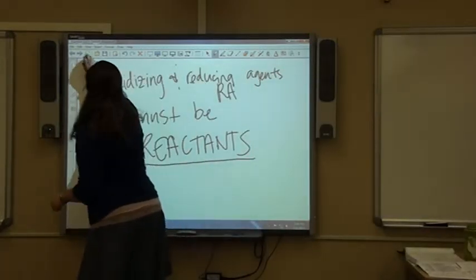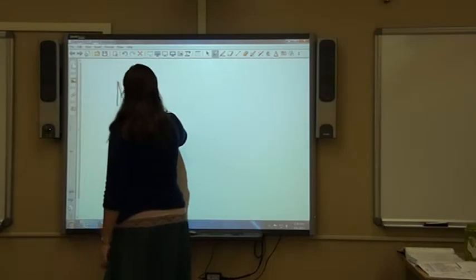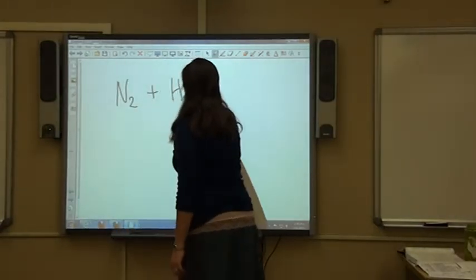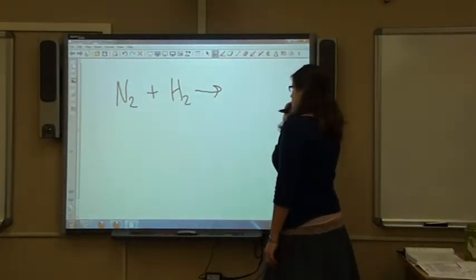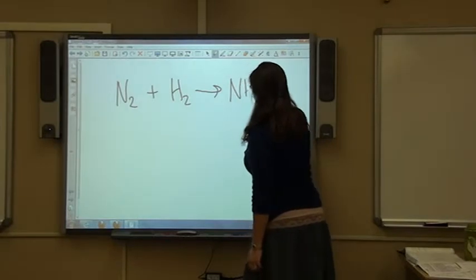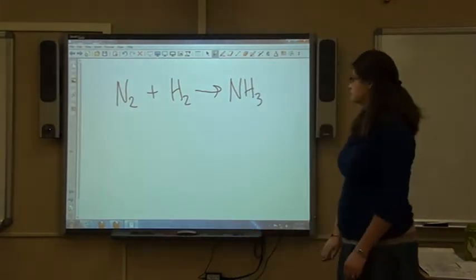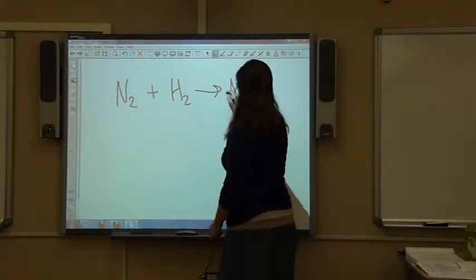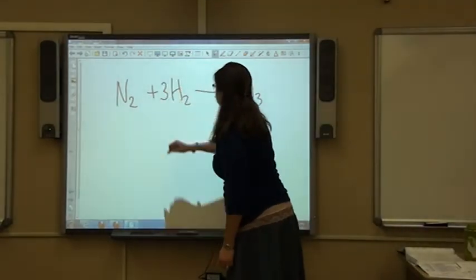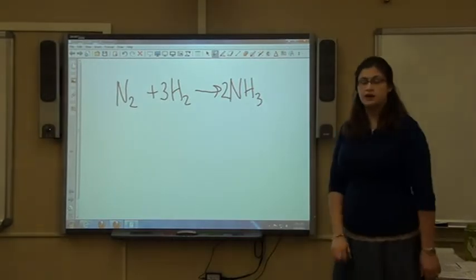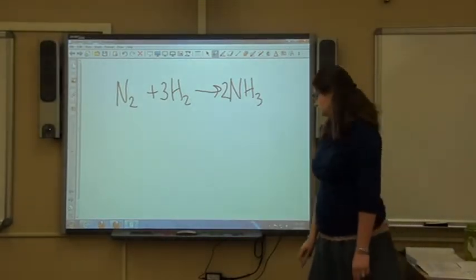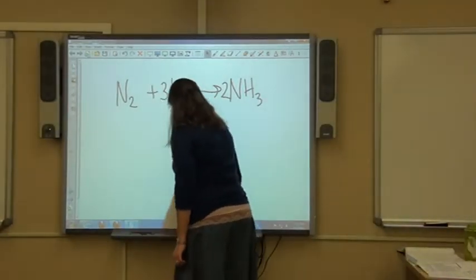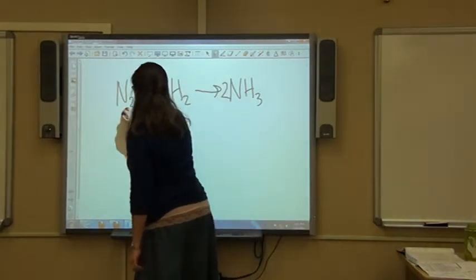Okay, let's do one more example. When you add nitrogen and hydrogen, you can form ammonia. Balance this equation and identify the oxidation numbers. You should pause it and try to do this on your own.